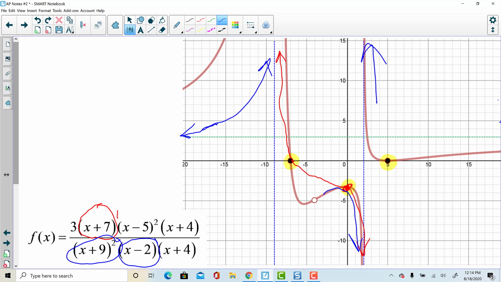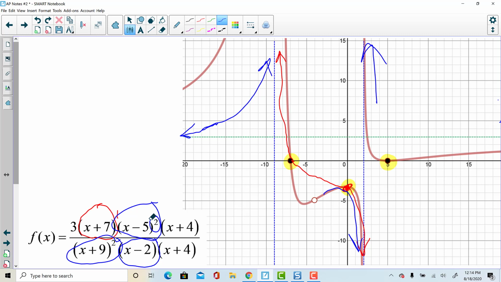And then I have to find out what happens at the x-intercept. Do I go through it? Or do I touch it and turn around? So we have to look at the factor that's associated with that x-intercept. And you'll notice that it's squared.